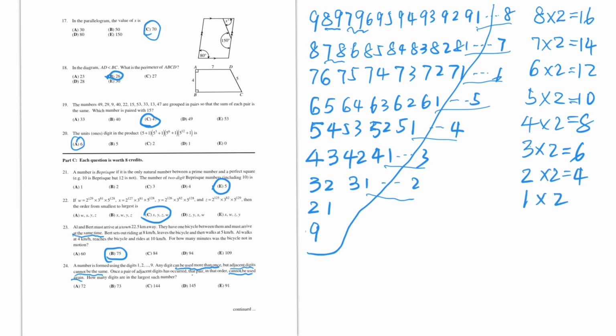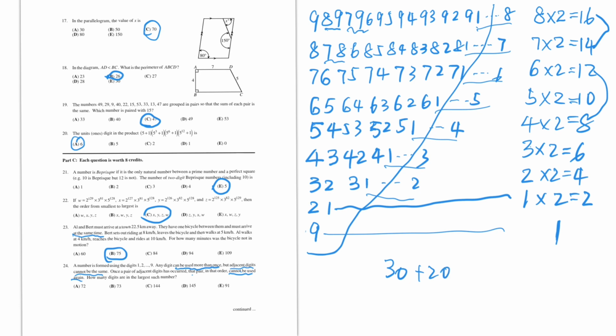1 times 2, that's this one, 2. Last one is here. That's 1 more digit. So 16 plus 14, that's 30. 12 plus 8, that's 20. Plus 10, we have 10 here. 6 plus 4, another 10. And 2 plus 1, that's 3. So 30, 50, 60, 70, 73. So the answer is B.